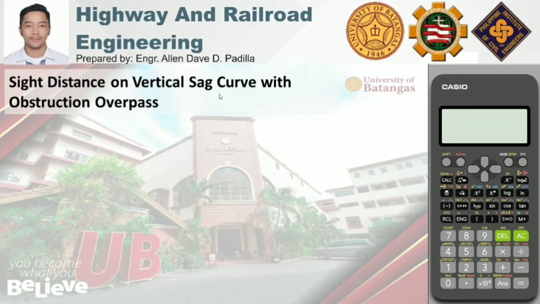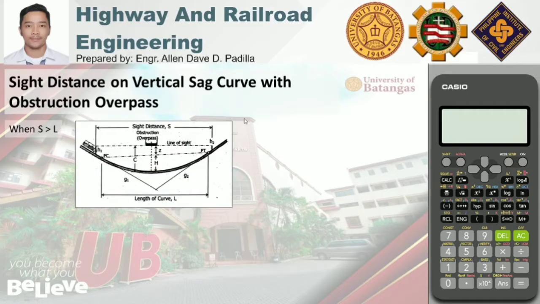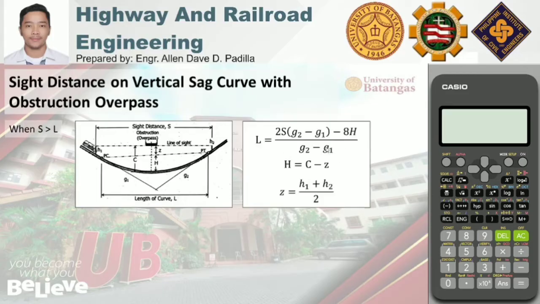Next, sight distance on vertical sag curve with obstruction overpass. So, ito yung figure. So, when S is greater than L, ito yung figure. So, ito ay vertical sag curve na merong perpendicular na overpass. So, the formula is L equal to 2S minus 8H over G2 minus G1, the whole thing multiplied by... L equal to 2S multiplied by G2 minus G1 minus 8H over G2 minus G1. So, yung capital letter H, that is C minus Z. So, makikita nyo naman sa figure kung alin yung tinutukoy niya. And Z is equal to H1 plus H2 divided by 2.